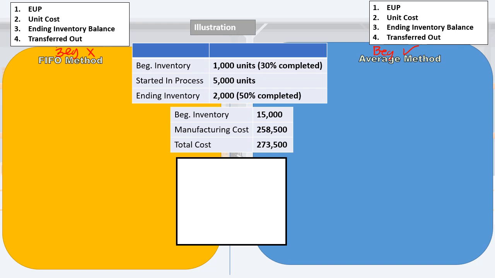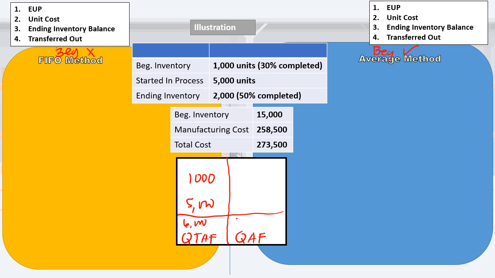In the FIFO method, to get the equivalent unit of production, we will go back to the T-account that we prepared last time. The approach is the same. In our T-account, on the left side, we have the beginning inventory, and its units are 1,000. Then we have the transferred in units, which is 5,000. So that is 6,000 in total. In process costing, this is what we call the quantity to be accounted for.